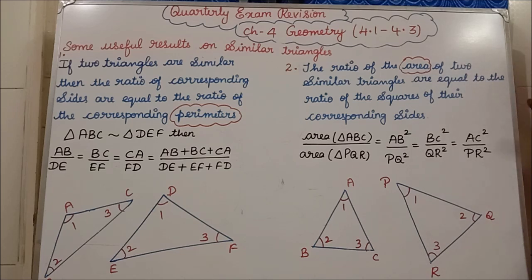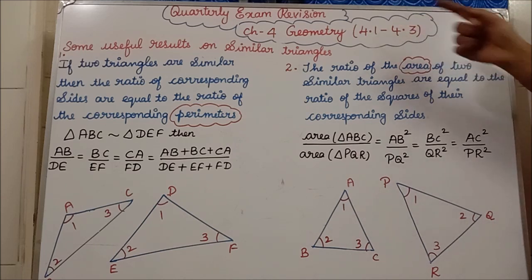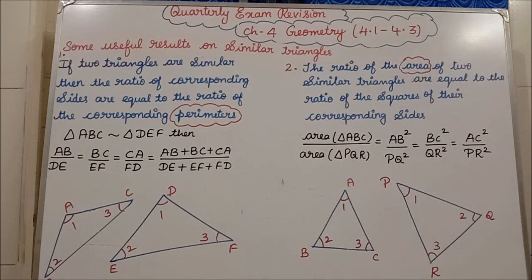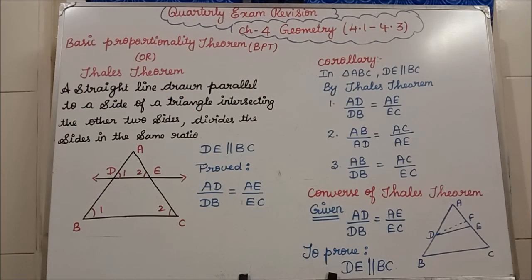Clear? Students, these concepts are very important. Based on this, you will have problems in your exercise 4.1. Clear all of you about perimeter and area? Next, we will see the Thales theorem. So far, we have learned the exercise 4.1 concept. In exercise 4.1, we are fully dealing with similar triangles, especially the AA criterion. Based on that only, we will have all the problems. AA criterion only. Clear? Next we are moving to exercise 4.2.